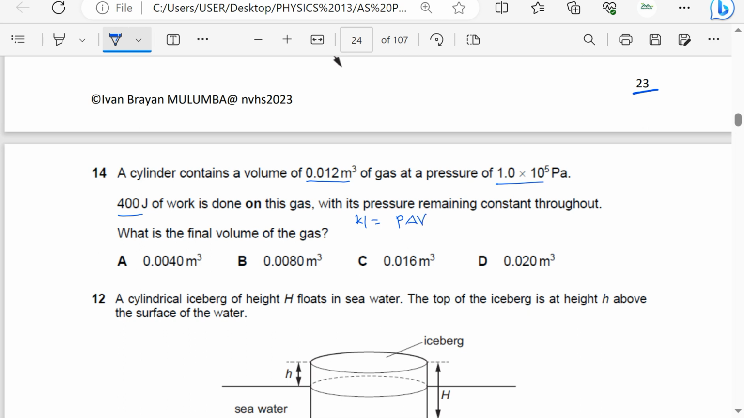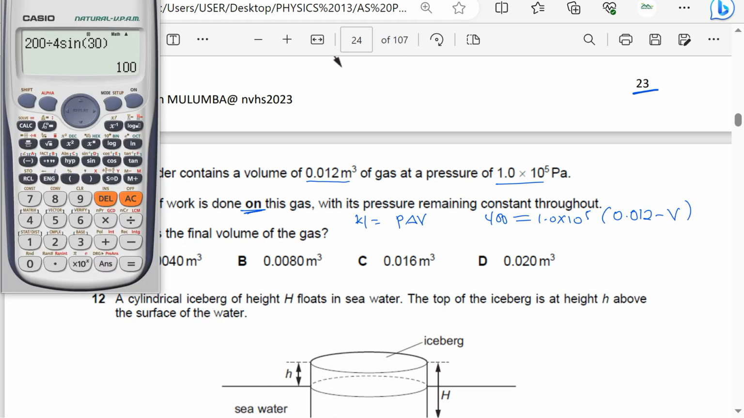So the work done is 400 joules. So I'll just simply say 400 joules is equal to the pressure, 1.0 times 10 power 5 pascals, times the change in volume. The work is done on the gas. That means the gas is compressed. So the initial volume is greater than the final volume. So I'll just simply say 0.012 minus the final volume V.